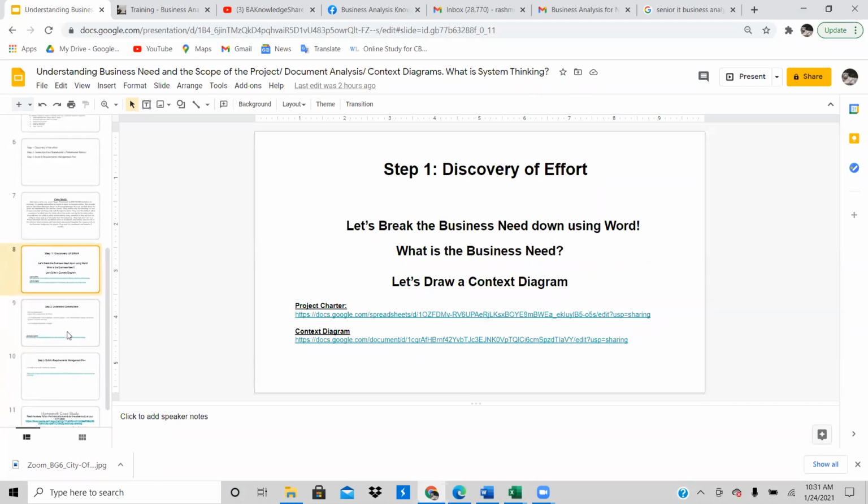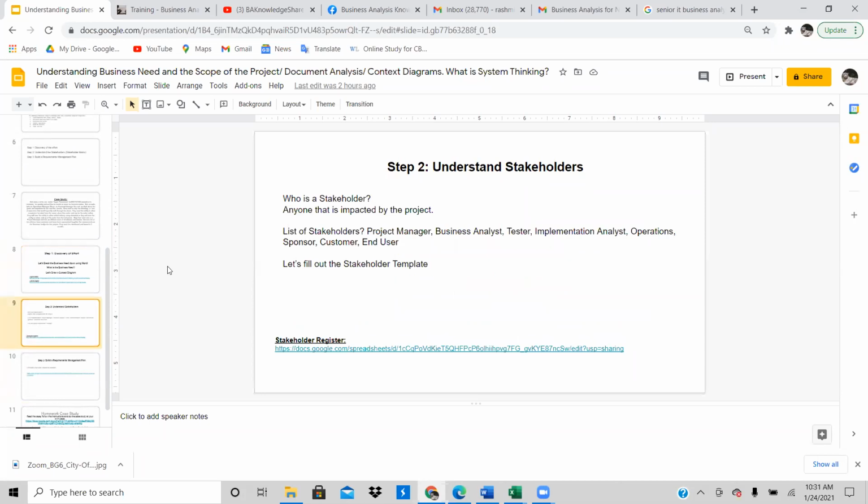The next thing here is understanding stakeholders. I emphasize the importance of this because this will help you drive a lot, like who do you go to get the requirements? How do you prioritize those requirements? That'll come up later. So who is a stakeholder? Anyone that is impacted by the project is a stakeholder.